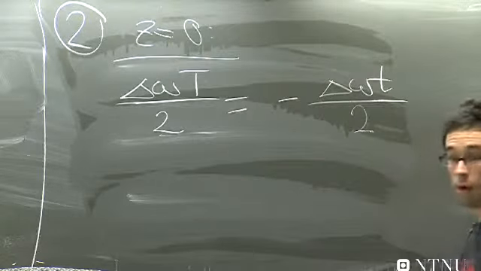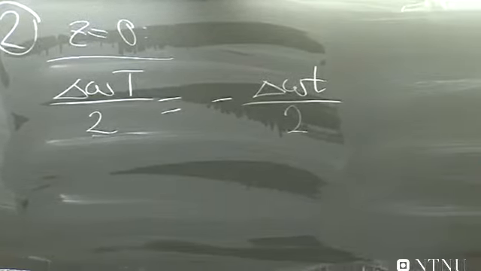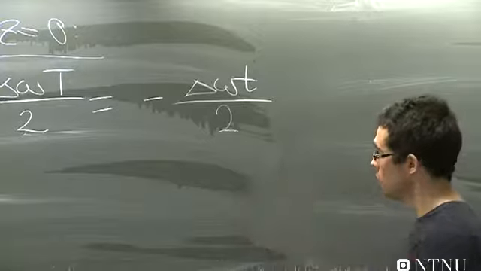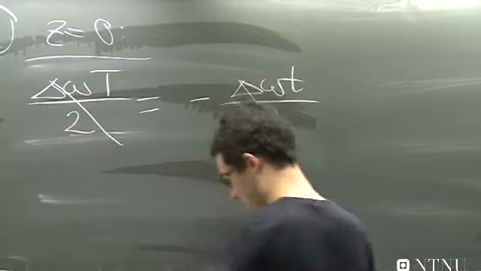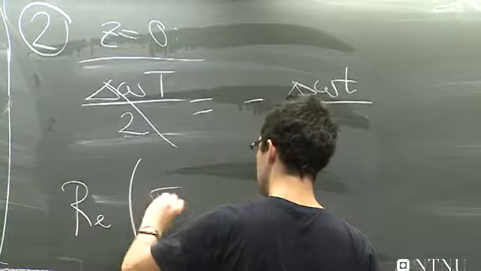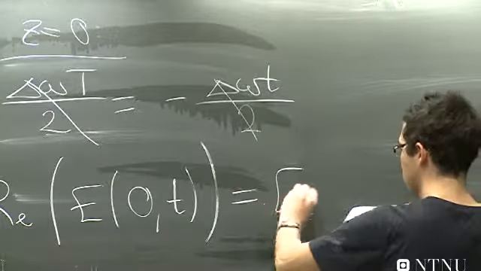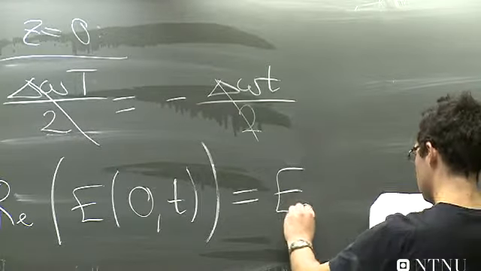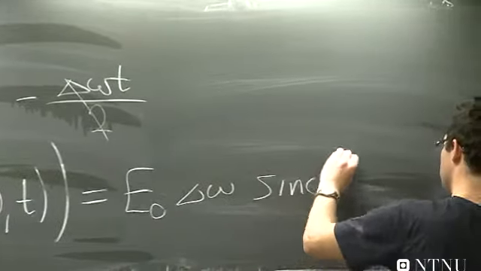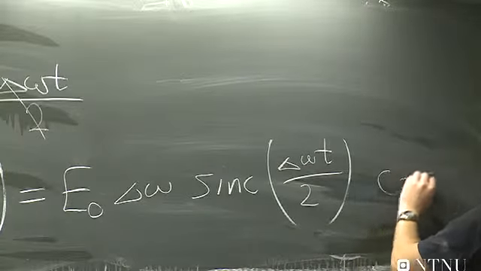This was the t is z over vg minus t, right? So z is equal to 0, meaning we only get the time here. This is the same. So you get that the real part of E at z = 0 as a function of time is something similar to the spatial case number 1. So you get E naught delta omega sinc of delta omega t over 2 times cosine omega naught t.